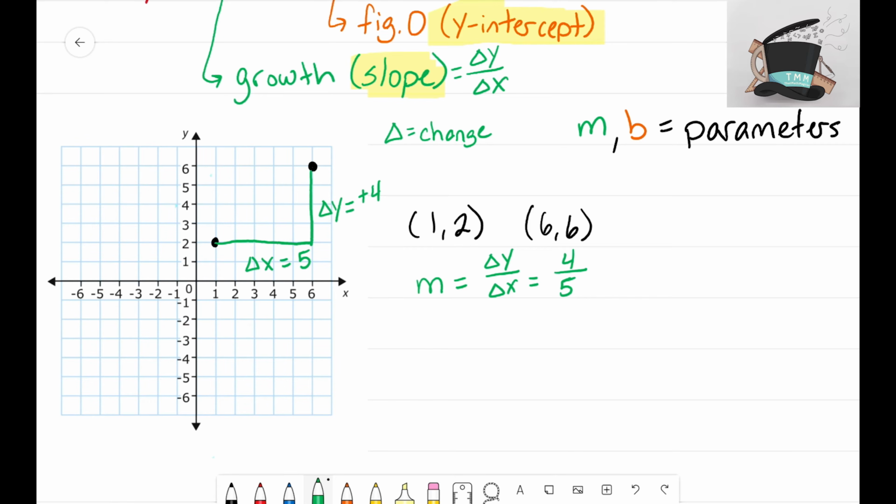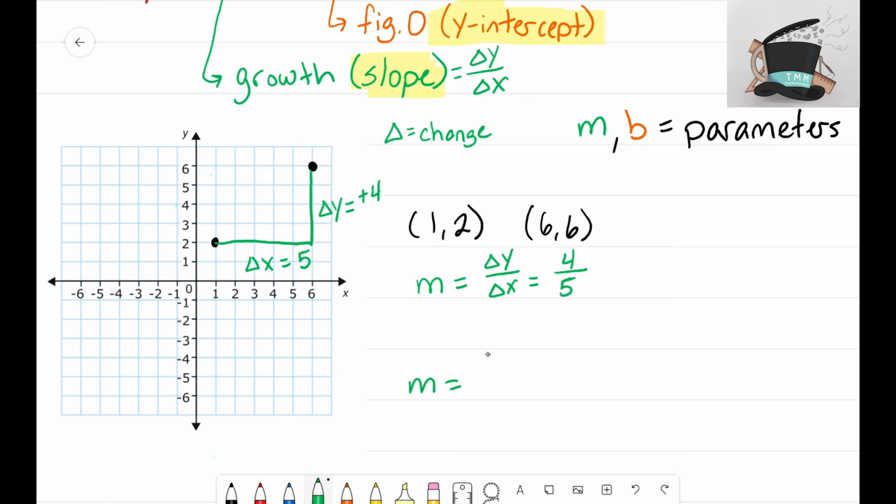Now let's say though that we couldn't graph the points. Maybe we don't have graph paper, or what if these values were so large that it was kind of impossible for us to graph it on a single sheet of paper. Here's another way that you could do this. Let's go ahead and work right underneath here.